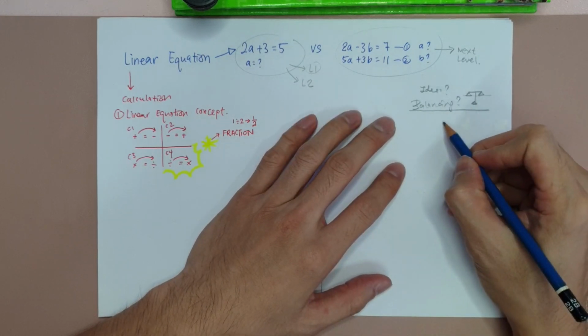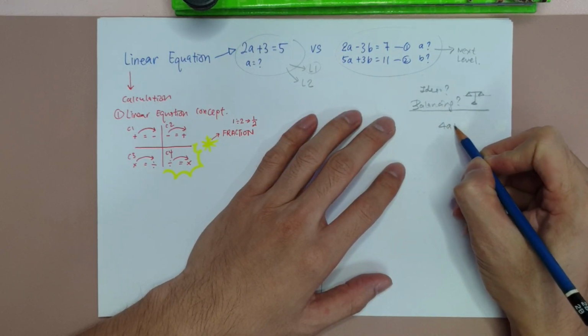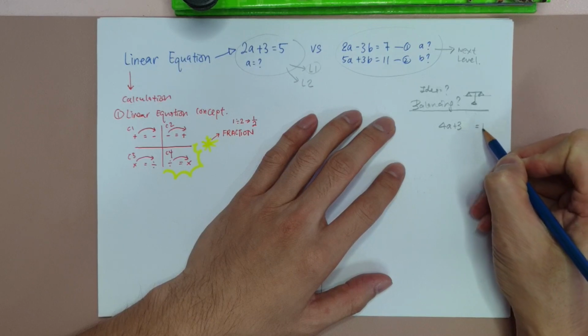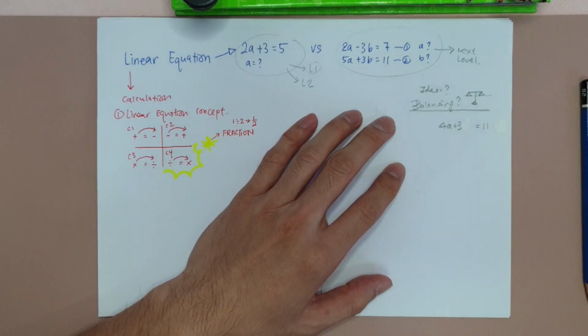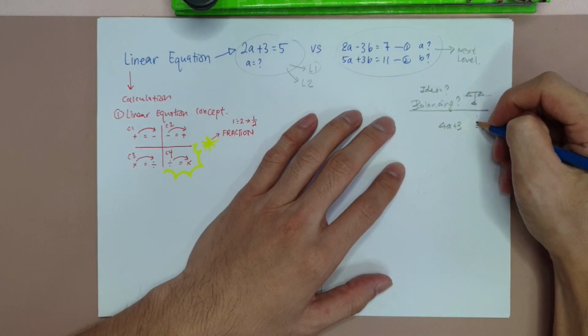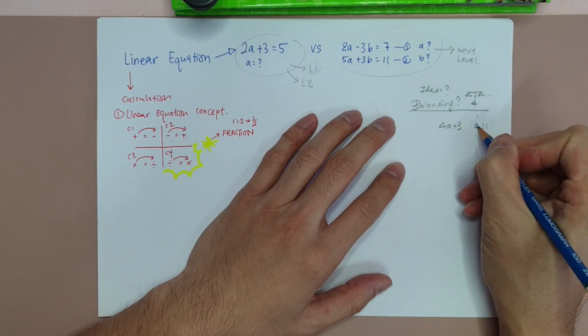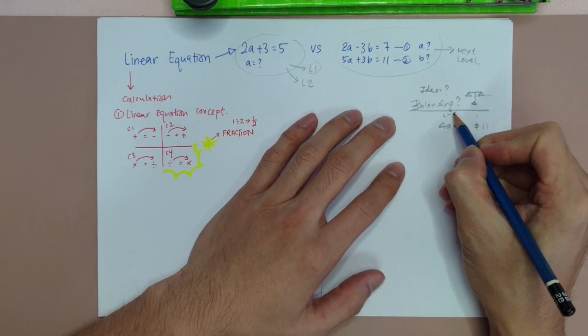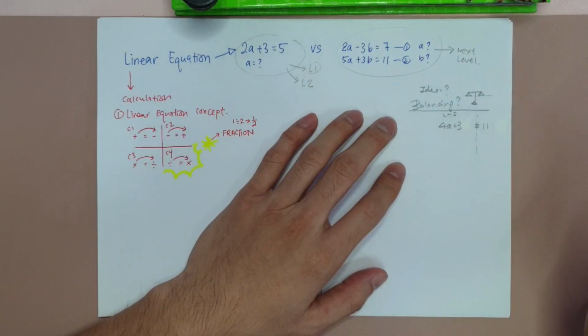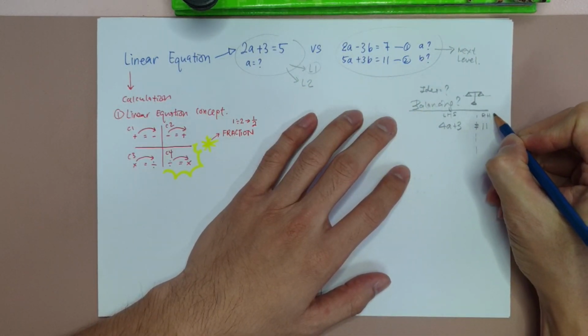So I'm going to come up with a very simple question like 4a plus 3 equals 11. Everyone, so I will treat this as what? Okay, let me show you something. I will just treat the equals sign right in the middle, so this is obviously the left hand side, and this is the right hand side.